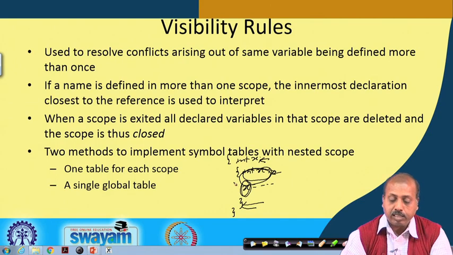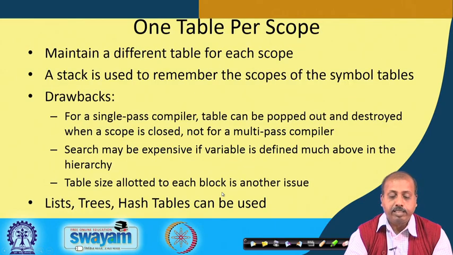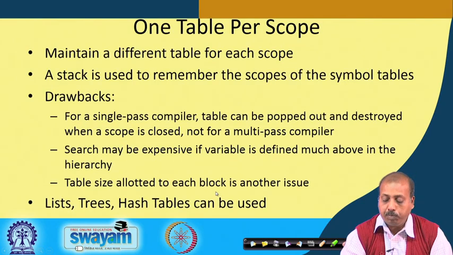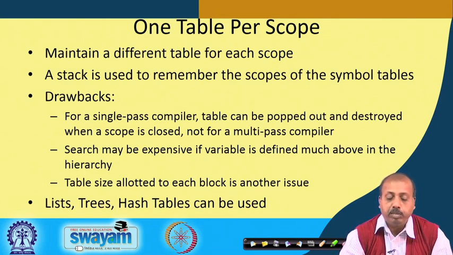There are two methods to implement symbol tables with nested scope. One is one table for each scope, another is a single global table. So, both the approaches are used in compiler design, they have got their relative merits and demerits. So, one table per scope means that we maintain a different table for each scope, and a stack will be used to remember the scopes of the symbol tables.